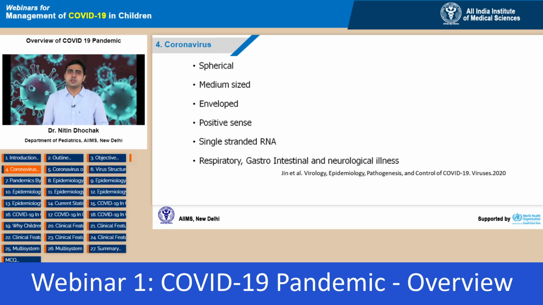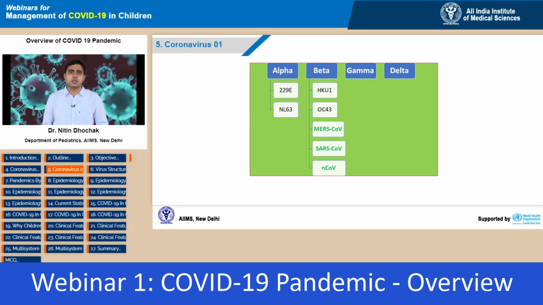Coronaviruses have been causing infections in human beings previously also. These are spherical, medium sized enveloped viruses with positive sense single stranded RNA. They cause respiratory, gastrointestinal and central nervous system infections. Coronaviruses are genotypically classified in 4 subfamilies: alpha, beta, gamma and delta. Alpha and beta groups cause human infections.